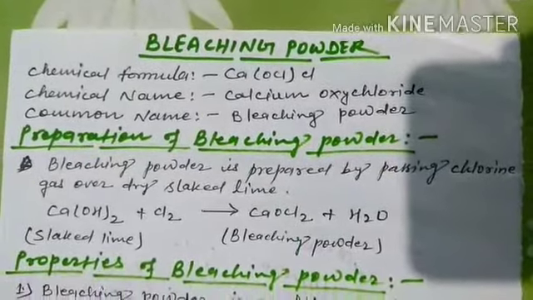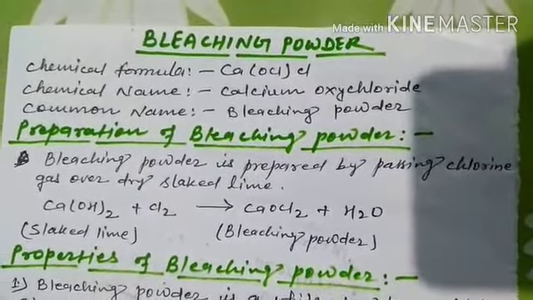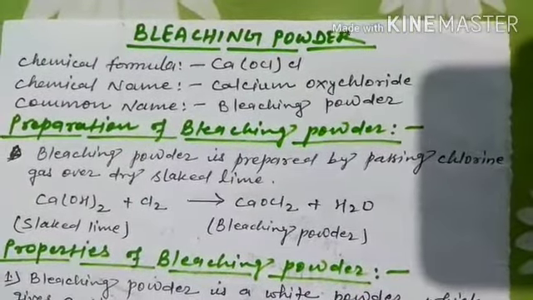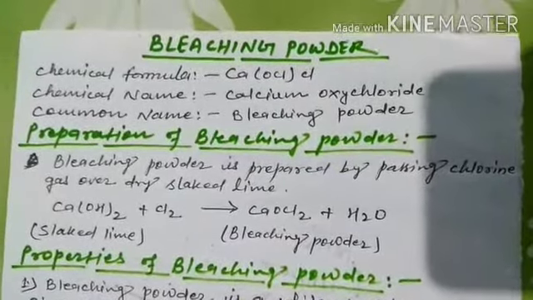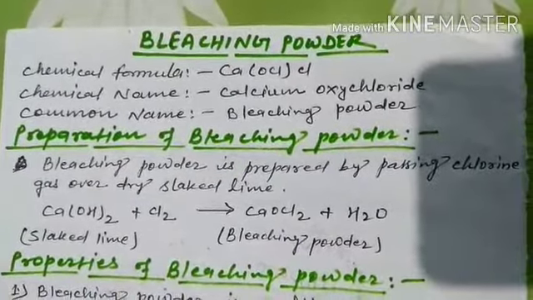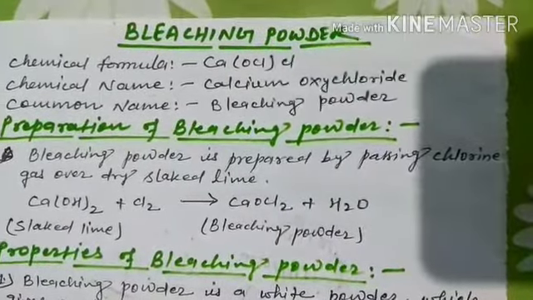Bleaching powder. The chemical formula for bleaching powder is CaOCl2. The chemical name of bleaching powder is calcium oxychloride, and the common name of calcium oxychloride is bleaching powder.